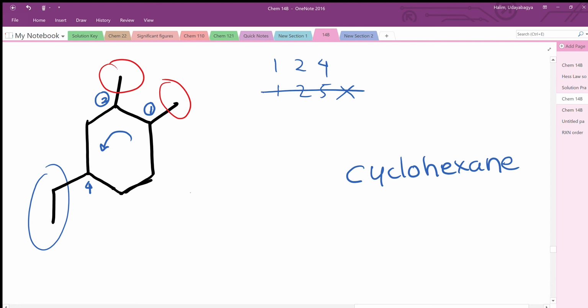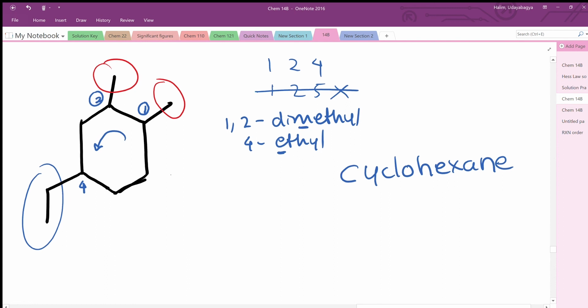So I have methyl in position 1 and 2, so I have 1,2-dimethyl. And I also have a 4-ethyl. Remember the alphabetical order disregards the prefix. That's why I chose methyl and ethyl, because people do switch around the D and the E. I'm looking at just the E and the M. So E before M: 4-ethyl dash 1,2-dimethyl cyclohexane. Didn't have enough space there, but yeah. All right, so that's more or less nomenclature.